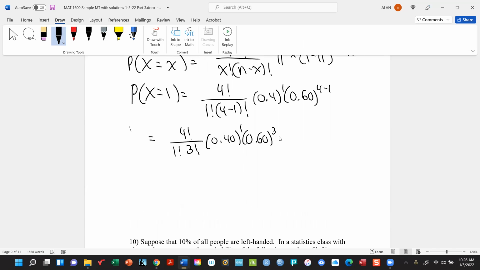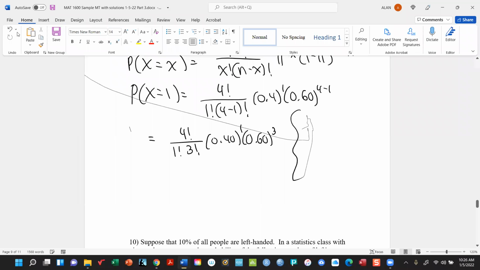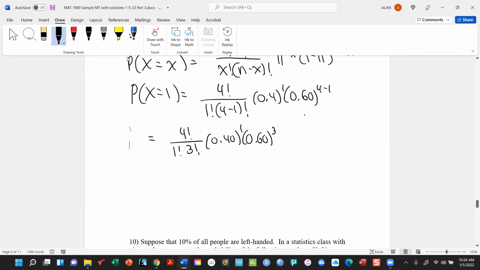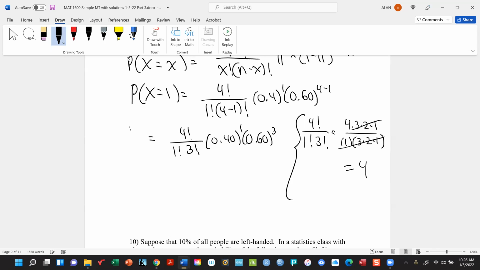Okay, because you see what's going to happen here. 4 factorial, just as an aside over here, yeah, sometimes the marker gets a little funny. Now we know that 1 factorial is just 1. So we're left with 4 times 3 times 2 times 1 over 1 times 3 times 2 times 1. So you just end up with 4. And as far as this one is concerned, anytime you raise x to the first power, you just end up with x.